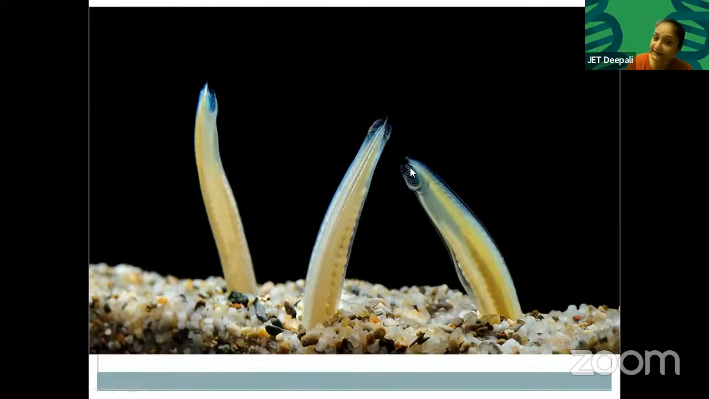You can see tentacles here, and pharyngeal gill clefts are there. You can see 1, 2, 3, 4, 5, 6, so many. And you can see these are attached to the surface, shallow water. This is sand, sea sand, just a zoomed image.